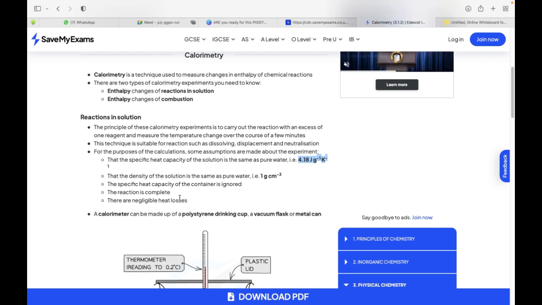Then another assumption that is very important concerns the specific heat capacity of the container. This one we can ignore. We can ignore the specific heat capacity of the container.